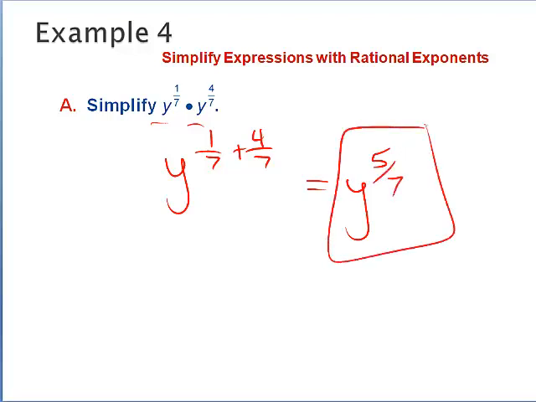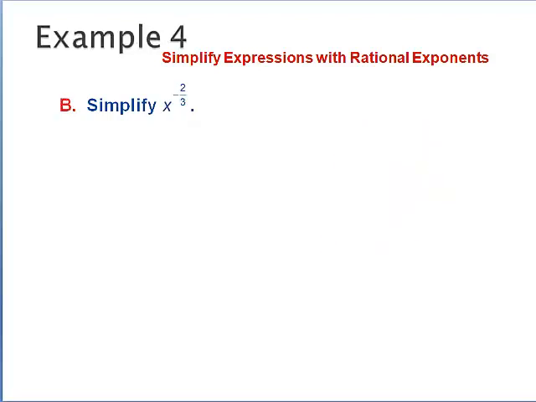That's my final answer. Here, I see that there's a negative. So what I want to do is get rid of the negative. So I take the reciprocal of the base, which is now 1 over x, and now it's raised to the positive 2/3.